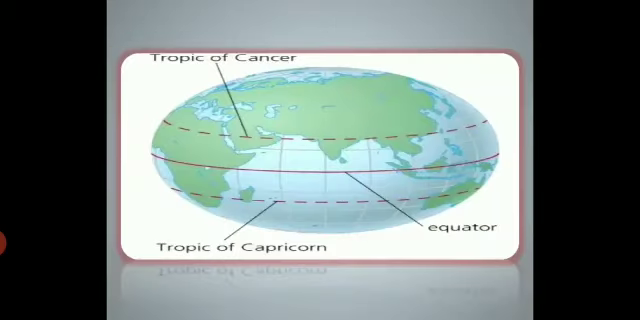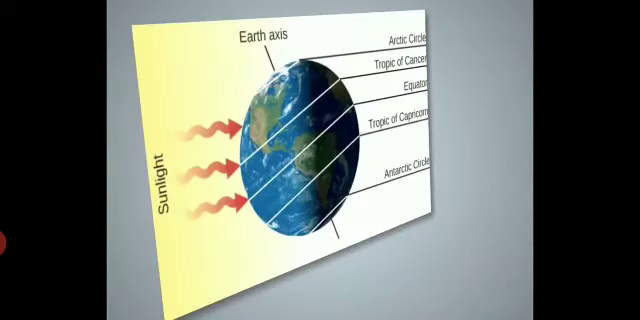Children, the Tropic of Cancer and the Tropic of Capricorn are in the regions that lie near the equator of the earth, and hence the sun rays are perpendicular and fall directly on them. As the sun rays are very hot, the air in this region gets heated, expands, becomes lighter, and moves towards the sky.